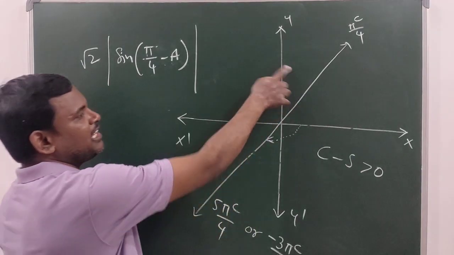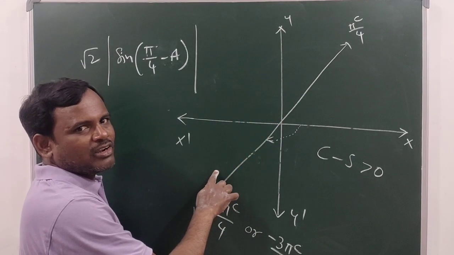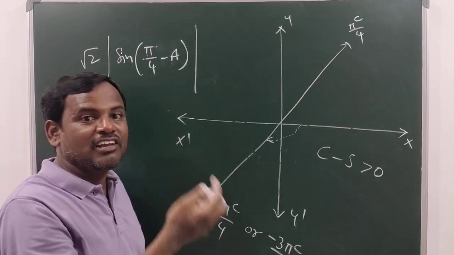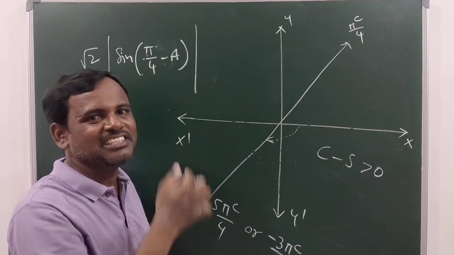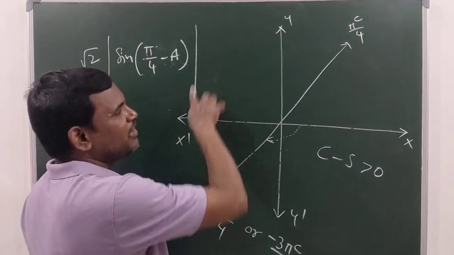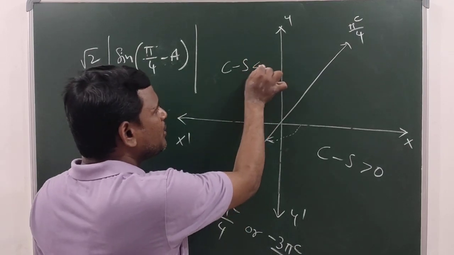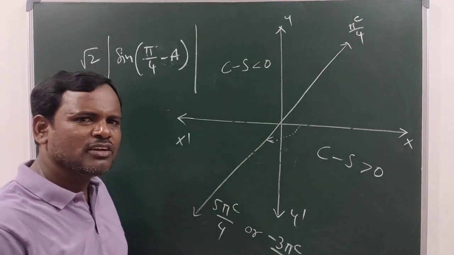If you take any angle this side and assign for A, so simplify, that angle will be more than 180 and less than 360. Hence, this side if you take any angle, that result will be C minus S is negative. If you would like to check, you can.